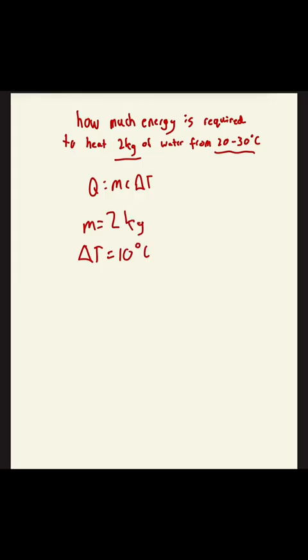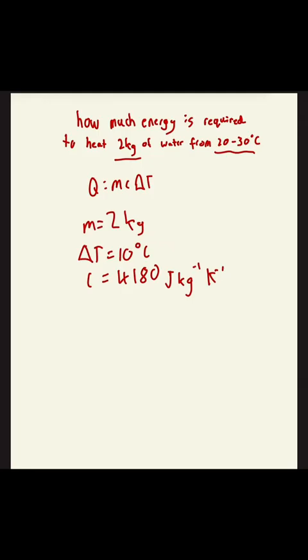And the specific heat capacity of water will usually be given to us, but it's a good one to remember regardless. And that is 4180 joules per kilogram per Kelvin or degrees Celsius. That's the unit for it there.